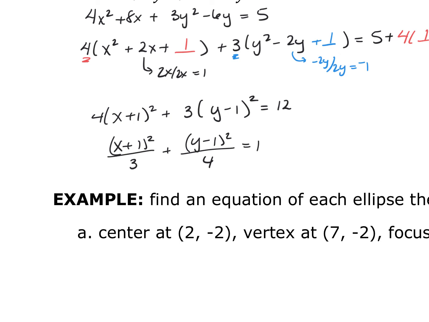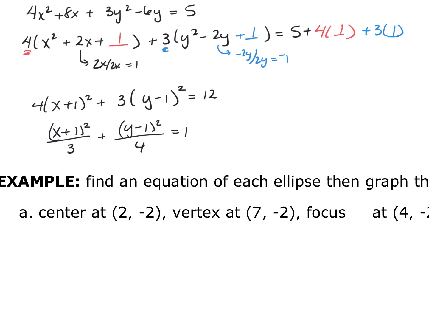Now notice that my 4 is the larger number and it's underneath the y. So that tells me my graph is going to run parallel to the y-axis. My center is -1, 1. So here's where my center is. My major is going to be running parallel to the y-axis. So here's my center. My center again is the point -1, 1.